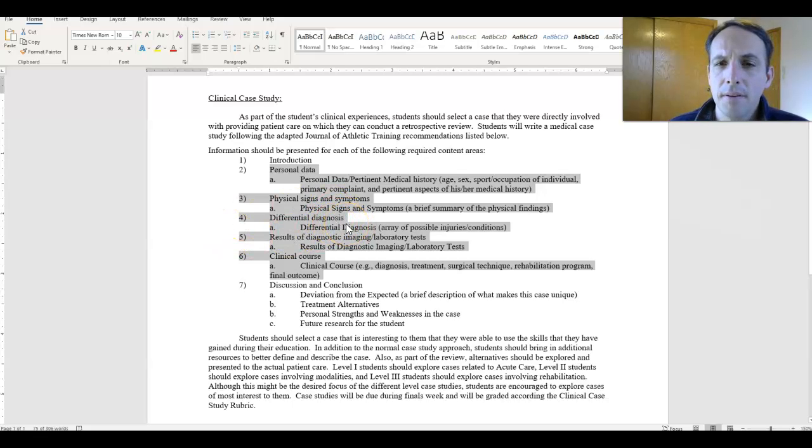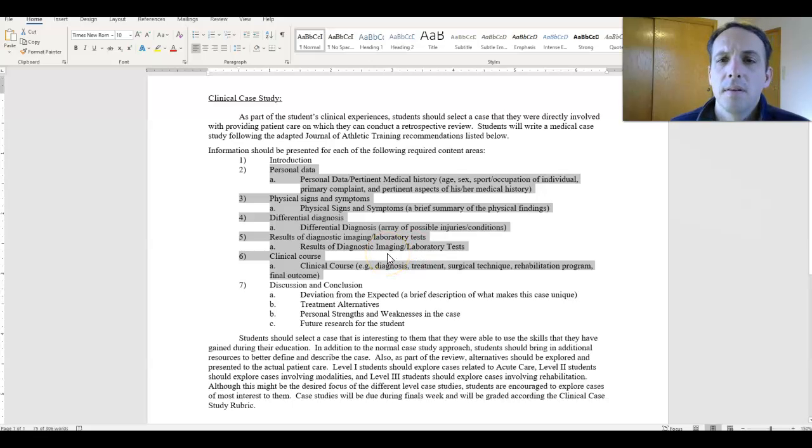If you're a level 2 student and you're doing evaluation case studies, then obviously the differential diagnosis comes into play as far as what different conditions you may be thinking at that point before you get into the diagnostic imaging, if those are pertinent, or laboratory tests.